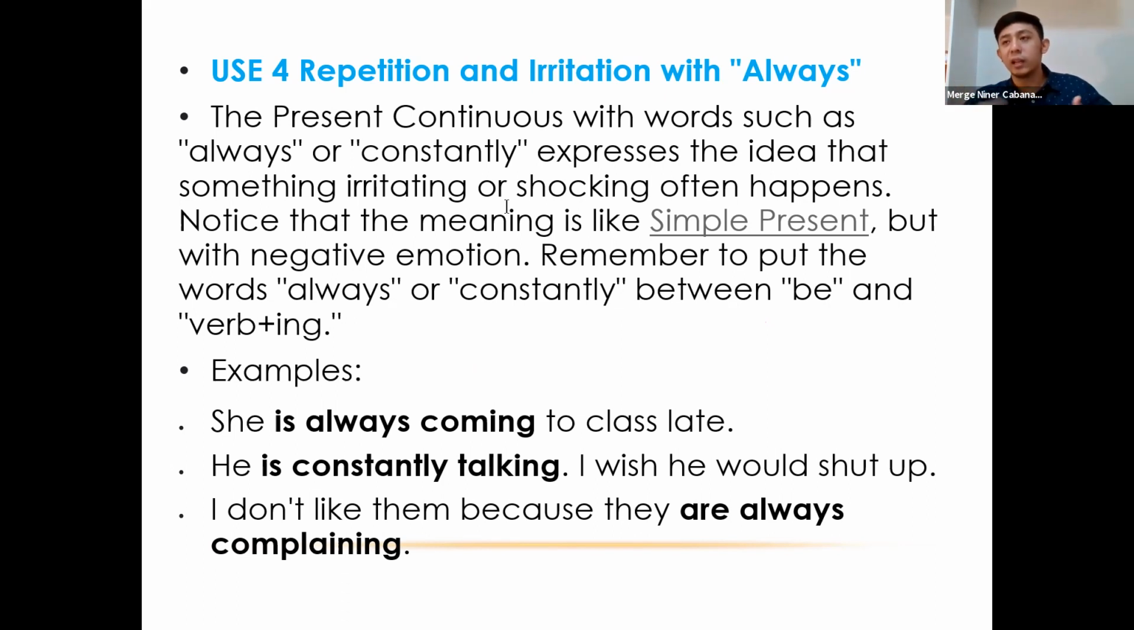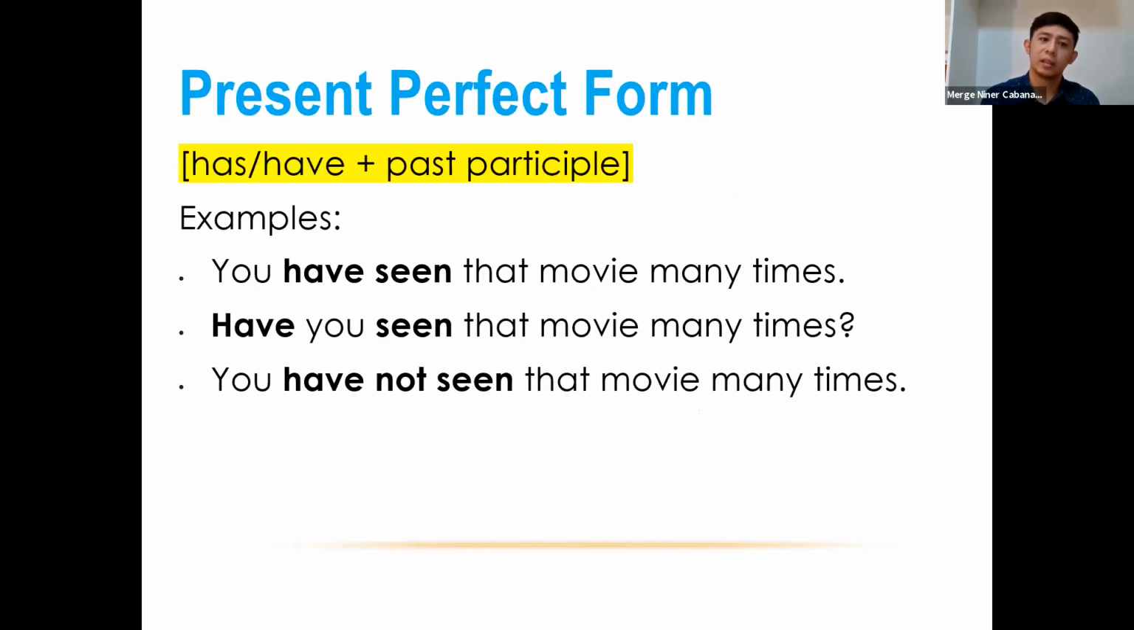But if you are using your always, constantly, all the time for habits or hobbies or activities that are occurring constantly, like I always play tennis. I always forget to bring my bag. So use them properly. Now, present perfect form.